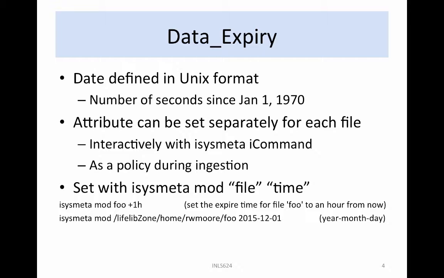The data expiry persistent state attribute is stored as a date defined in the Unix format and is the number of seconds after January 1st, 1970 when the retention period expires. The data expiry attribute can be set separately for each file.